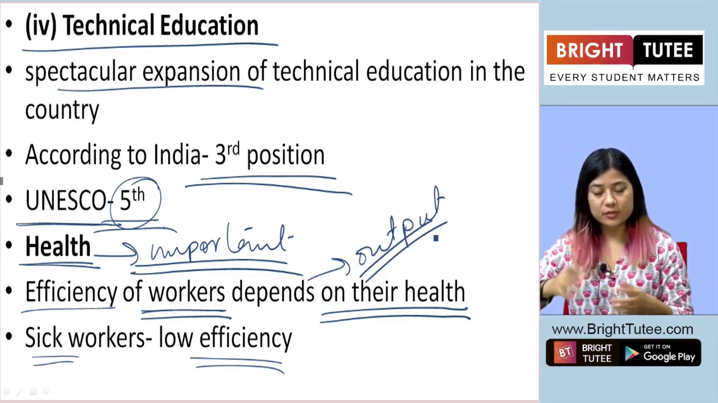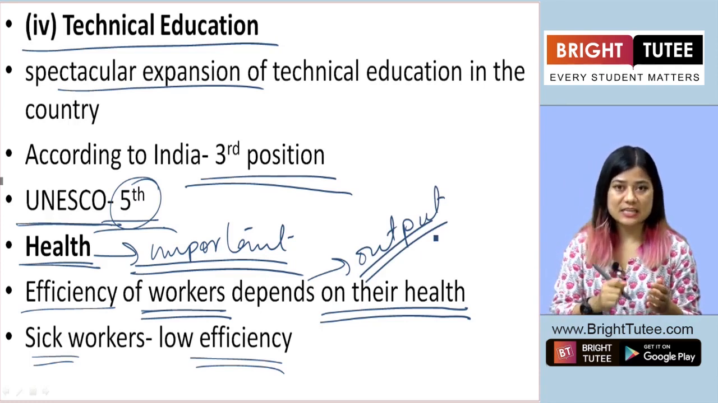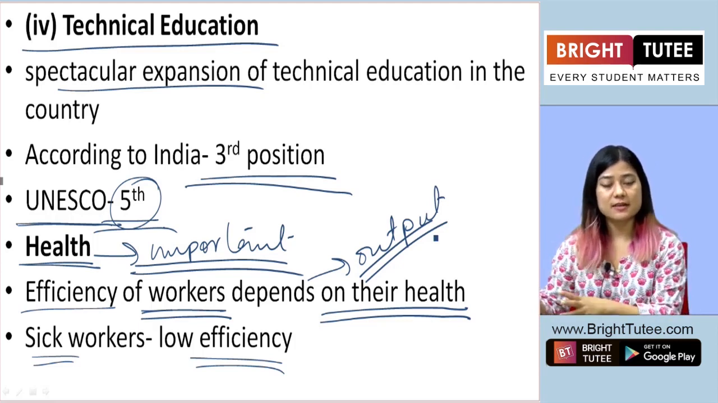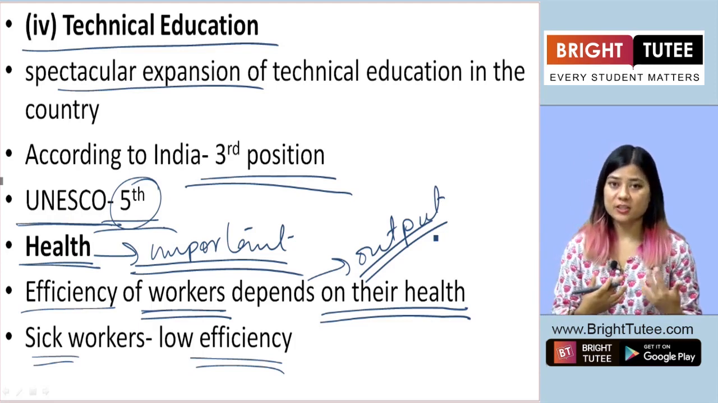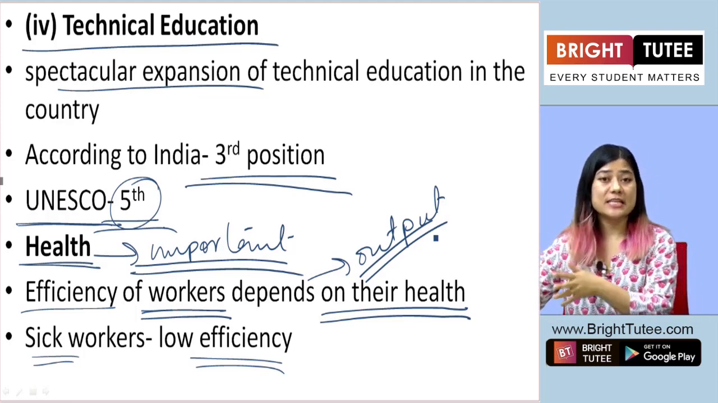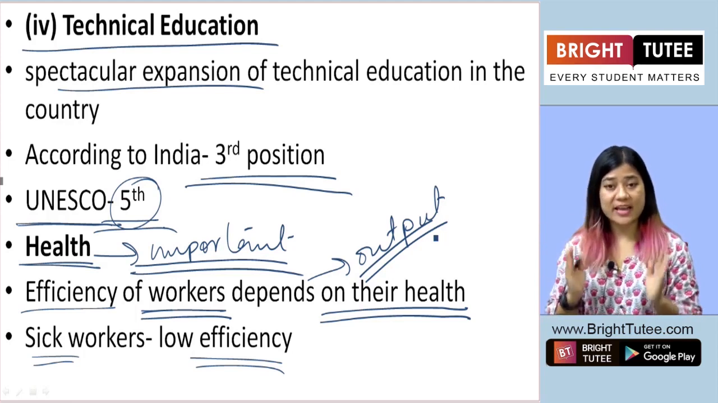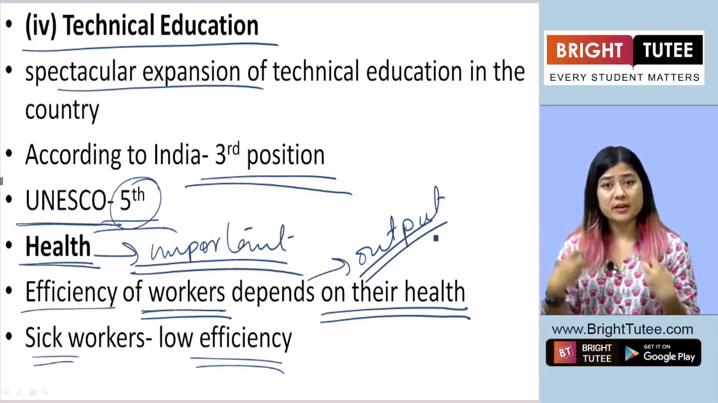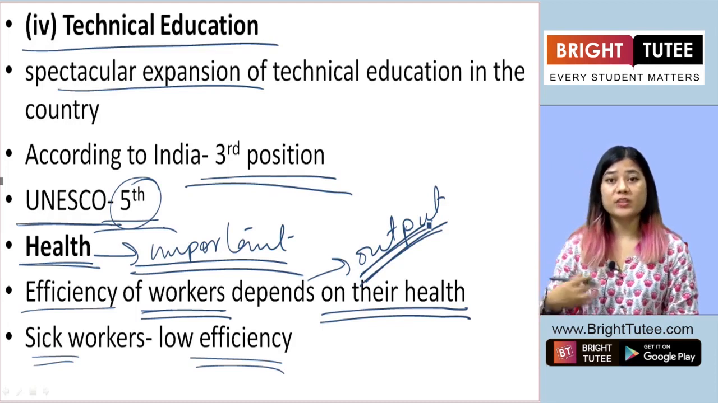Whatever they do, there is a result, right? You work, you beat the steel so that you make a utensil out of it. So the end result is the utensil. So if the workers in the factory are not healthy, they cannot produce as many steel utensils as they are supposed to. But if they are in sound health, then they can produce utensils according to their capability or maybe more. So the output also increases with better health.